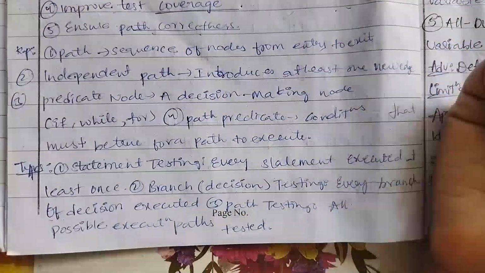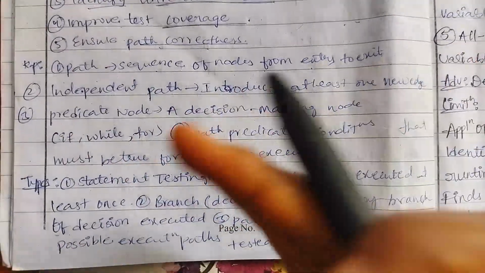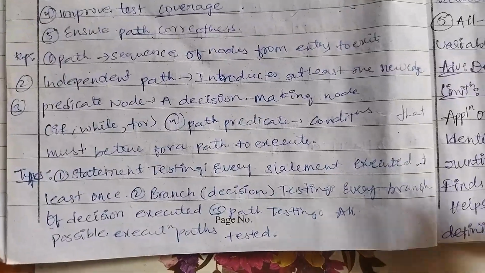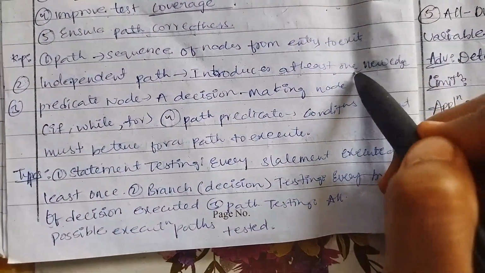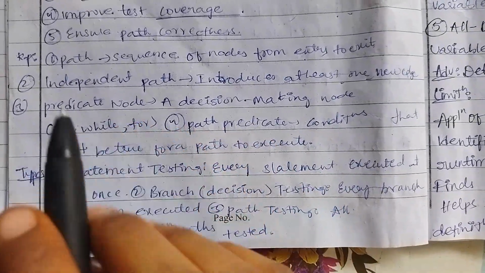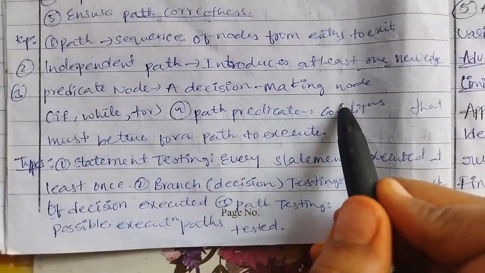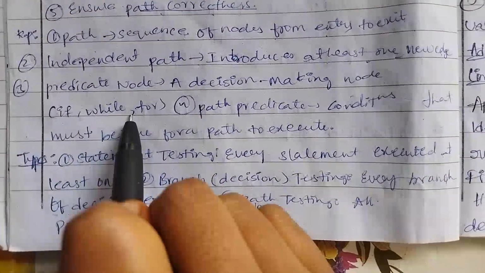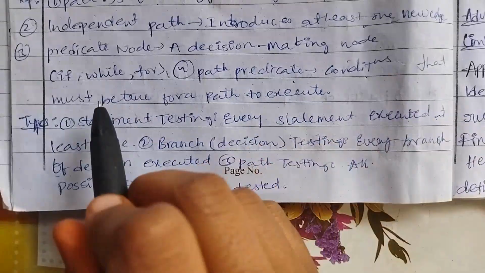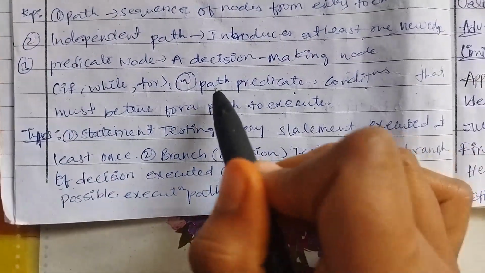Then we have some key points of this chapter. Path: a sequence of nodes from entry to exit. Independent path: it does not depend on any other path or region, and it introduces at least one new edge. Predicate node: a decision-making node like if-else, while loop, for loop. Path predicate: the conditions that must be true for a path to execute.